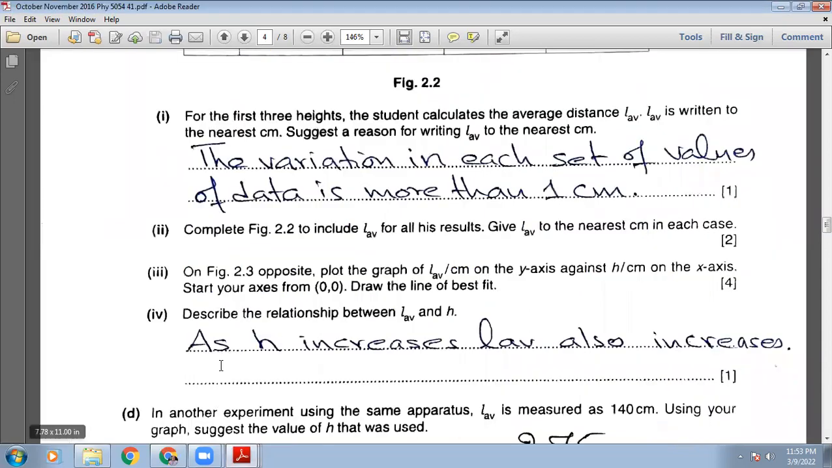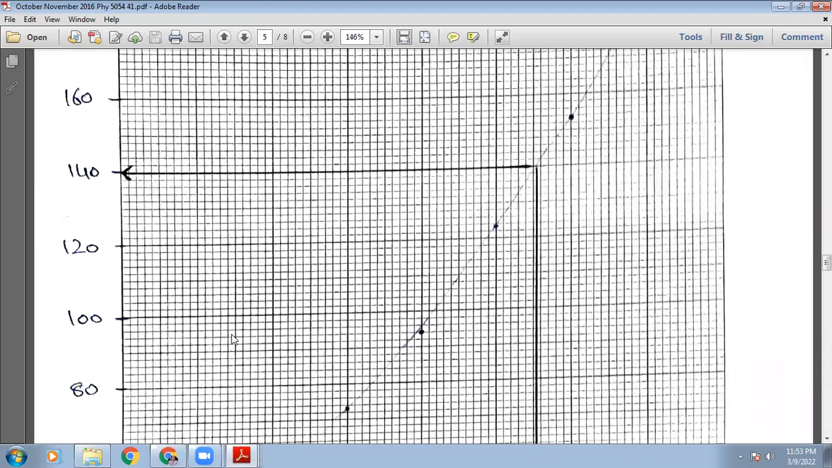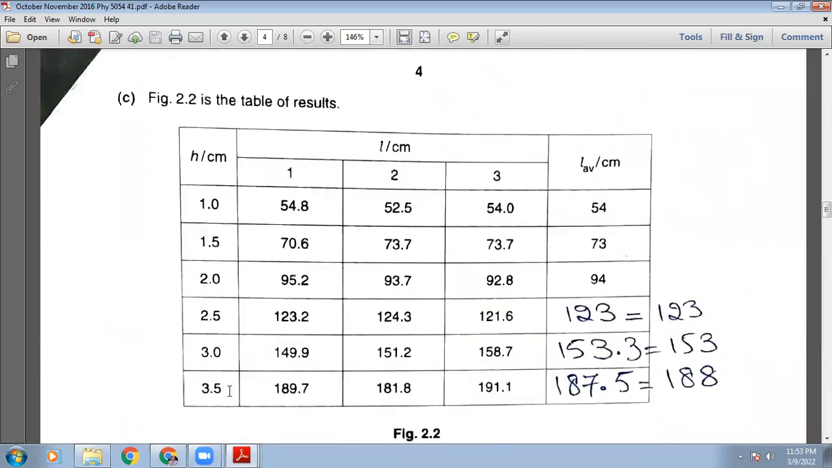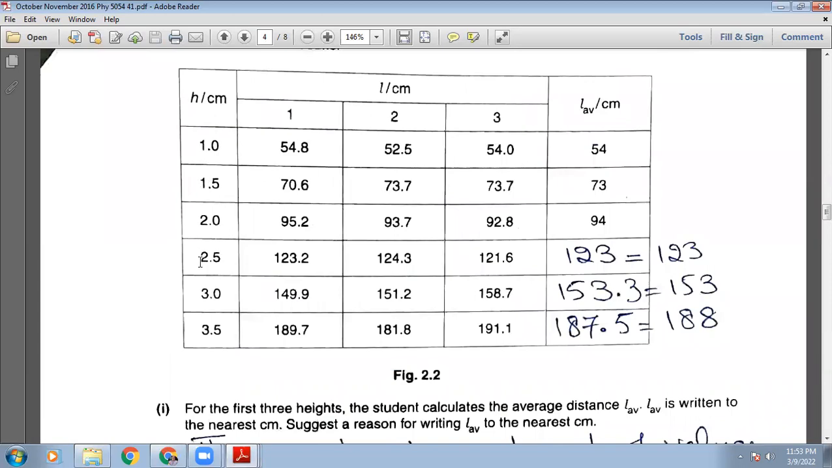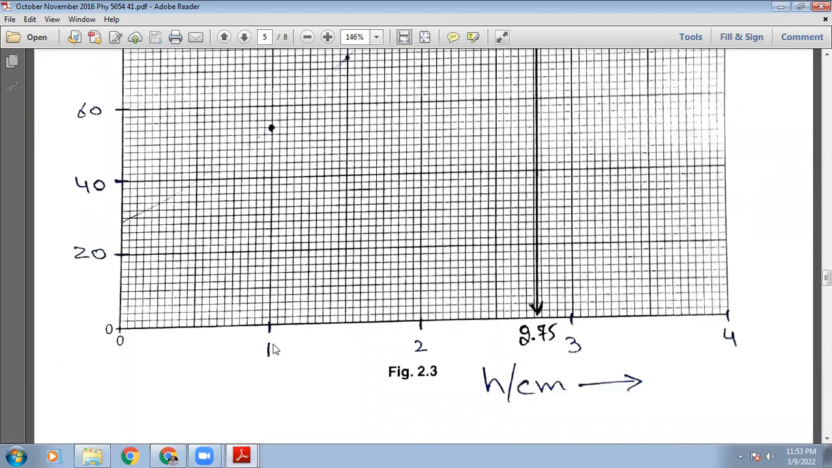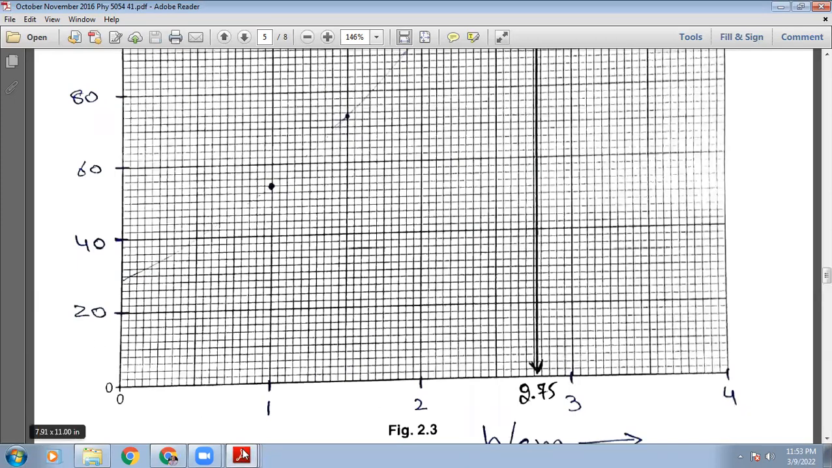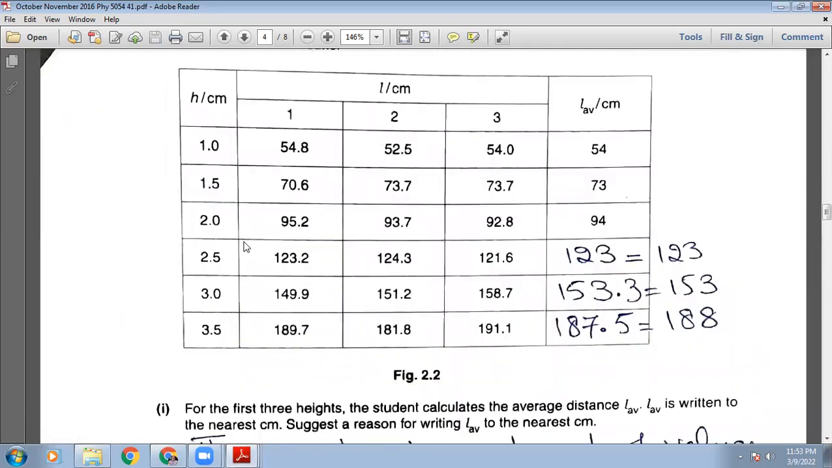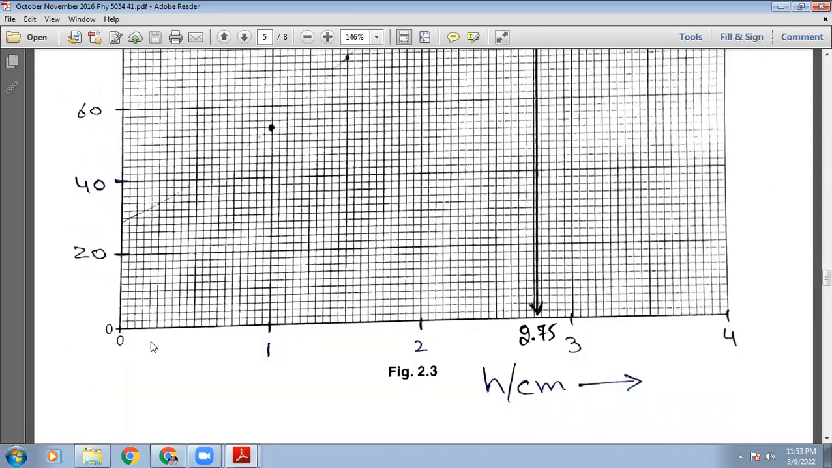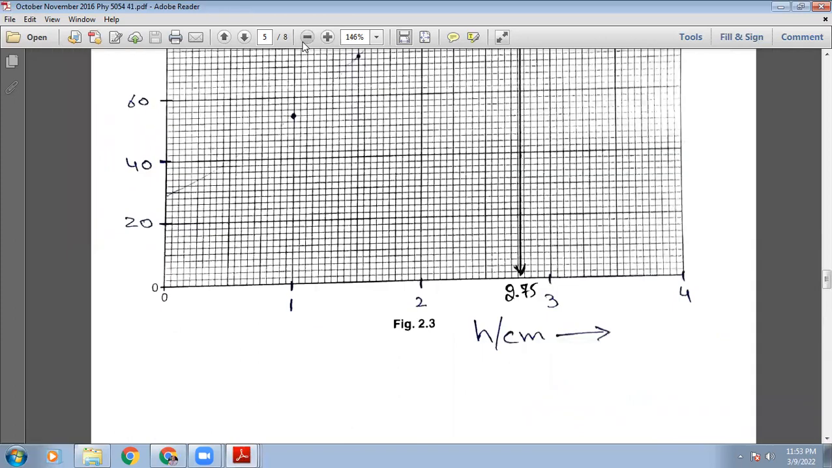So let me show you my solution. Okay, so here we go. I have drawn this. On the x-axis, I will represent H in centimeters. Our values are going up to 1 centimeter, 1.5, 2.5, 3, 3.5 centimeter. So that's why here I've written 1 centimeter, 2 centimeter, 3 centimeter, 4 centimeter. And the L average values are going up to 188. So let me reduce the size so you can see the whole thing.